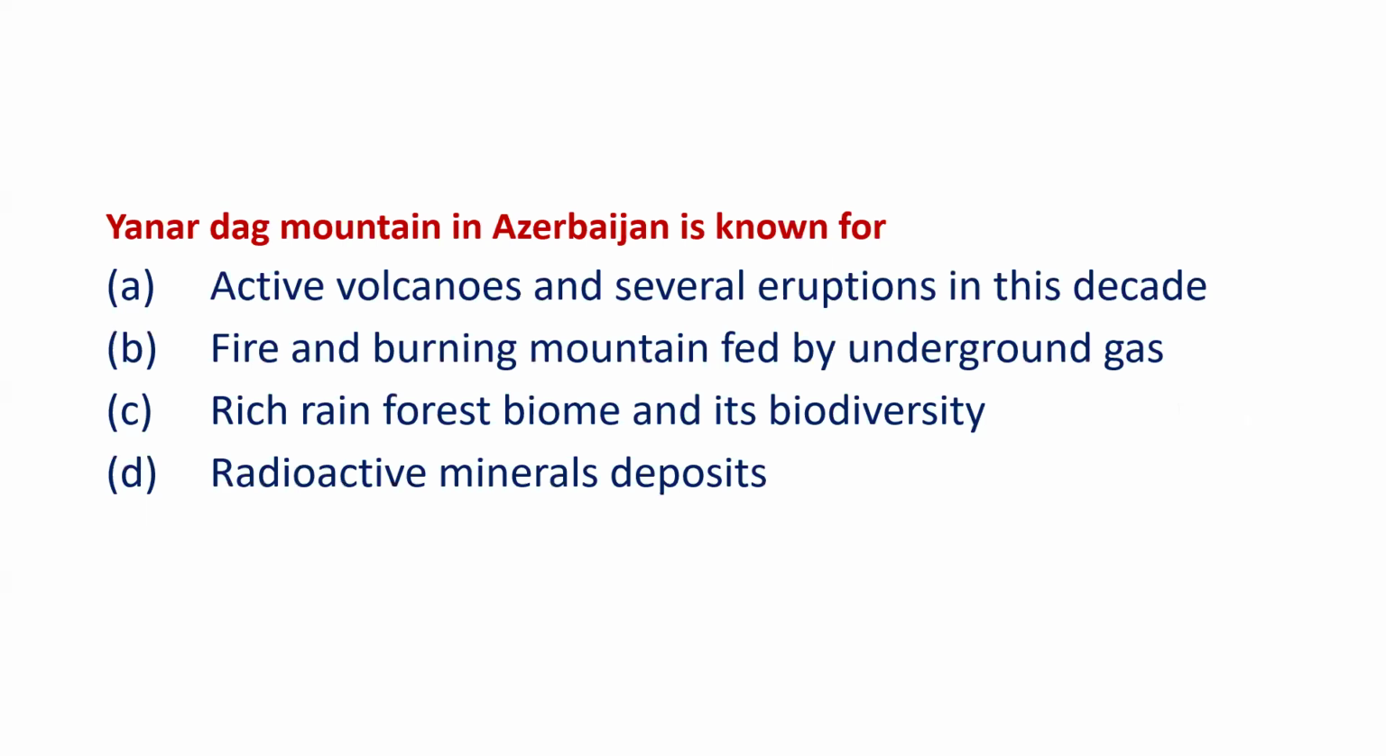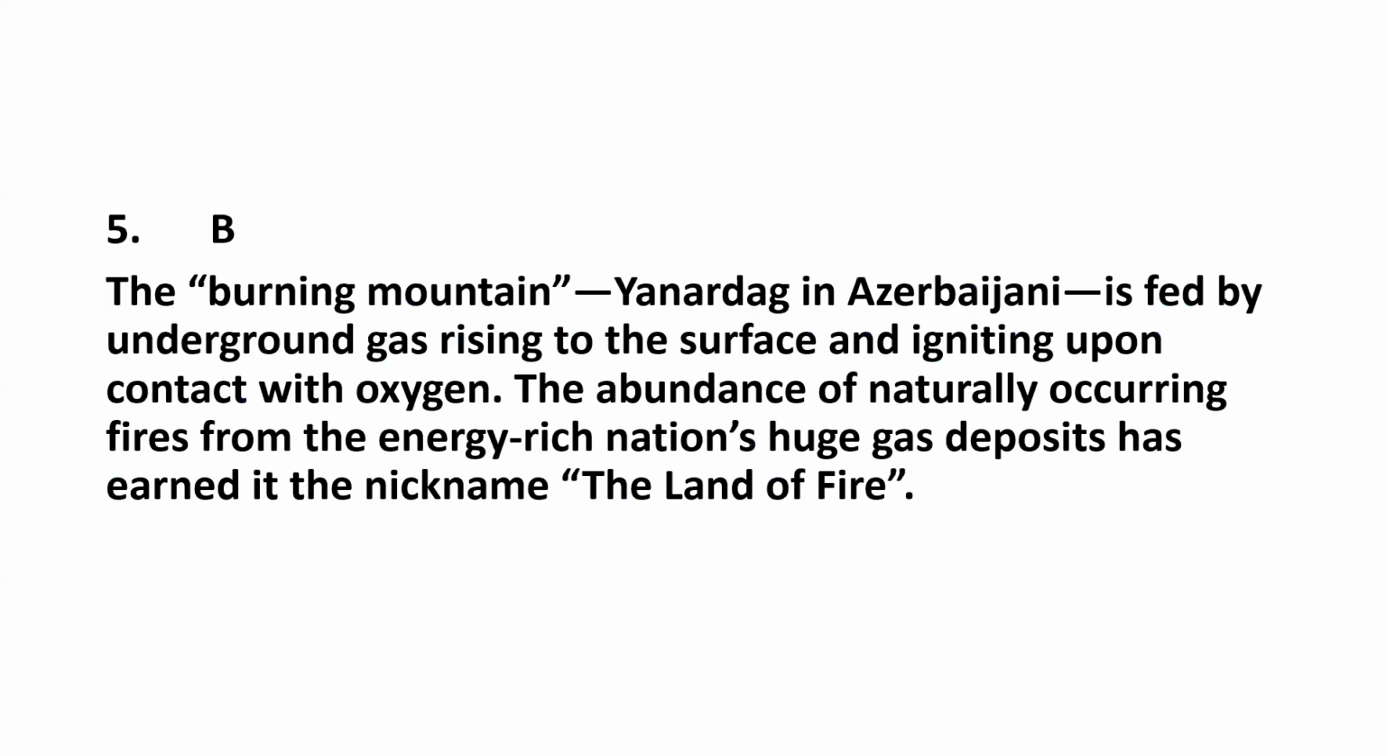Yanar Dag, the mountain in Azerbaijan, is known for active volcanoes and several eruptions in this decade. Options: fire and burning mountain fed by underground gas, rainforest biome and its biodiversity, radioactive mineral deposits. Here you can eliminate C for sure because Azerbaijan is located in the temperate region, and rainforest is not there, in Central Asia also. So it is option B, fire and burning mountain fed by underground gases. The methane gas which releases through the holes has caught fire. Recently COP29 was held in Azerbaijan. The burning mountain Yanar Dag in Azerbaijan is fed by underground gas rising to the surface and igniting upon contact with oxygen. The abundance of naturally occurring fires from energy-rich lands with huge gas deposits has earned it the nickname the Land of Fire.